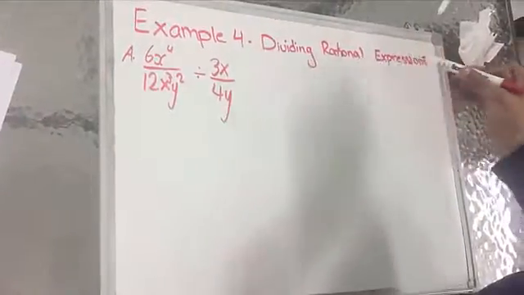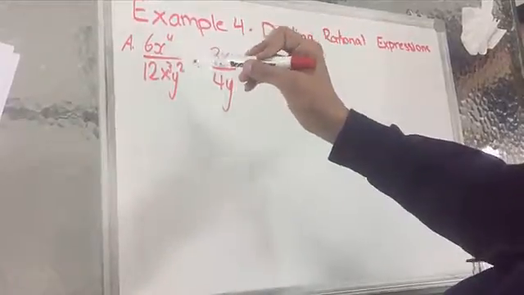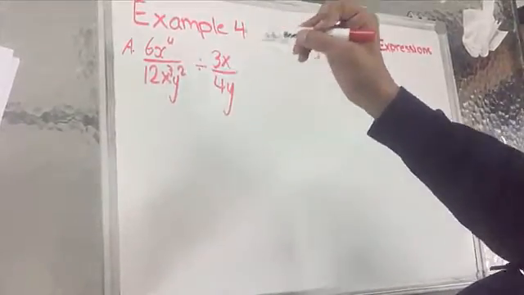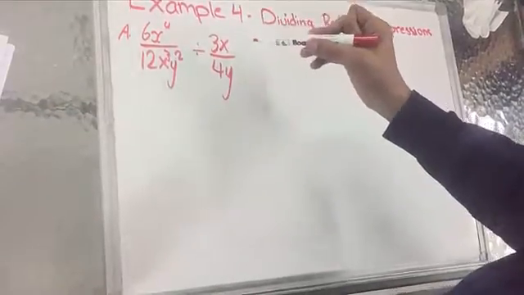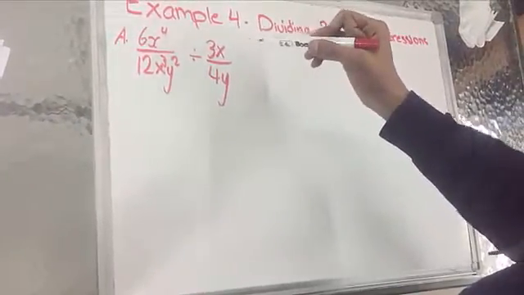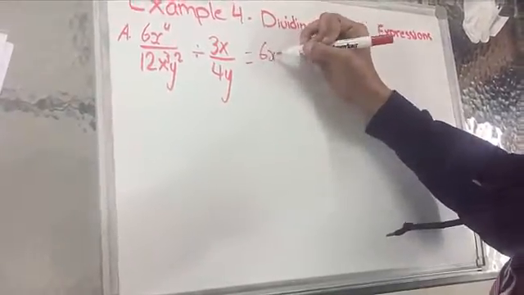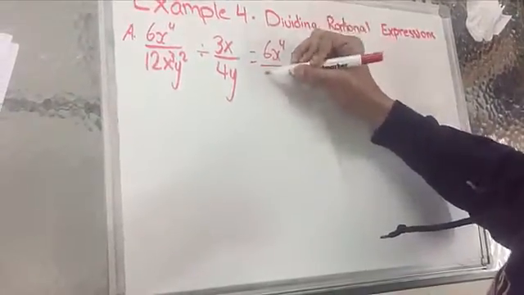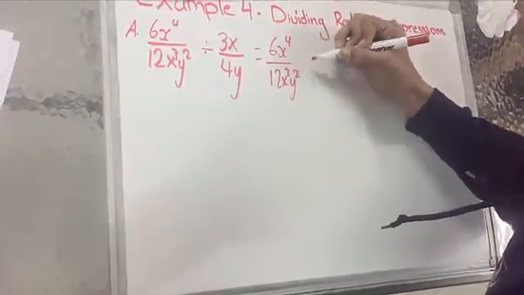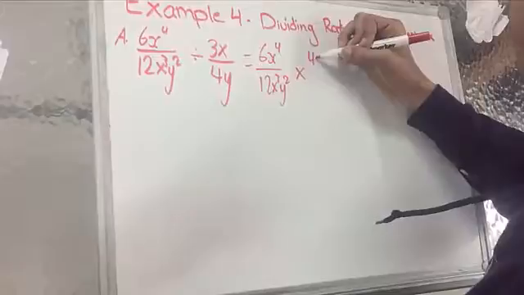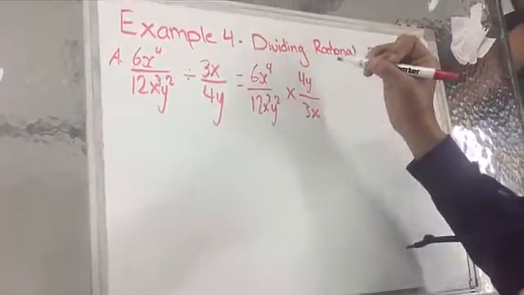Example 4, dividing rational expressions, part A. So the equation is 6x to the power of 4 over 12x to the power of 3 y to the power of 2 divided by 3x over 4y. So when we're dividing, we get the reciprocal of the divisor and then we multiply. So it's going to be equal to 6x to the power of 4 over 12x to the power of 3 y to the power of 2 multiplied by 4y over 3x. So now we cross out the common terms.